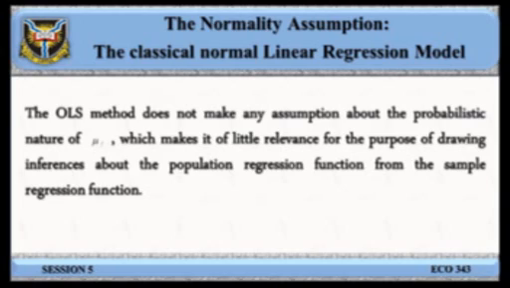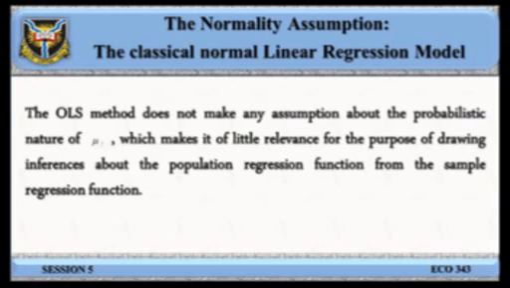The normality assumption. The classical normal linear regression model. The two-variable classical linear disturbances mu i are assumed here. This type of model is called the classical normal linear regression model, CNLRM.